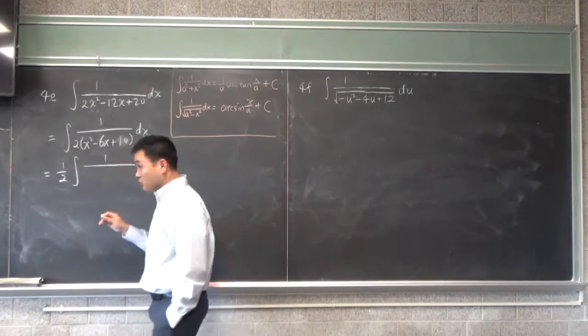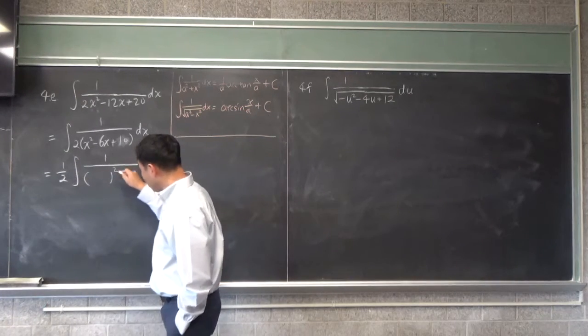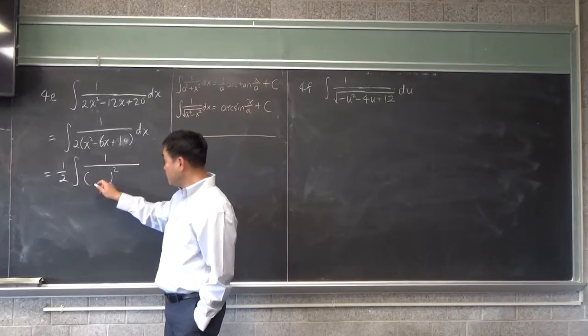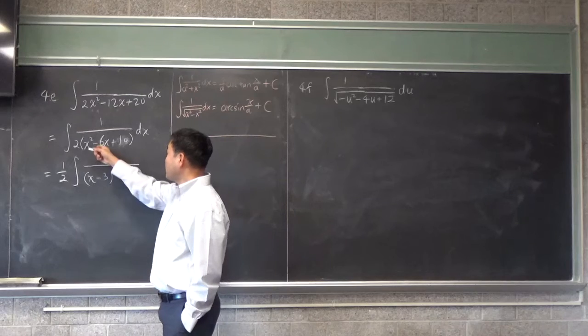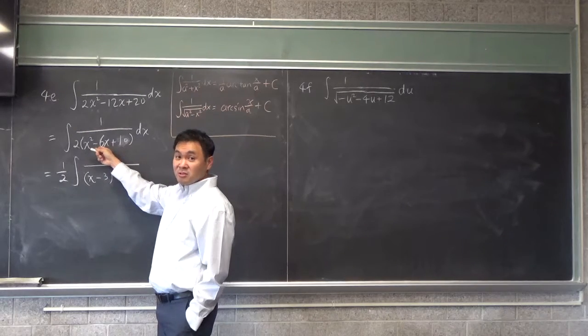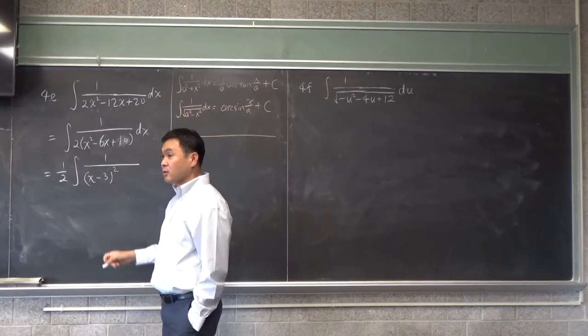So let's ask this question. First, what goes inside the square? X minus 3. Where does 3 come from? You cut 6 in half. Yeah, you take this middle number, cut it in half, that's 3. Okay. So that's step 1.